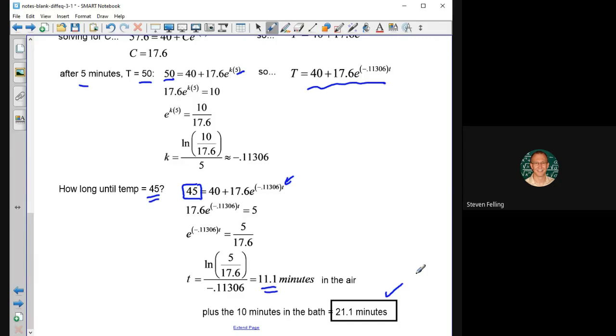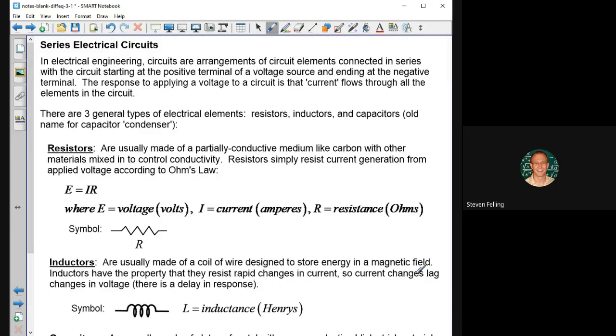All right, let's keep going here. Another use for first order linear differential equations is very simple series electrical circuits. So electrical circuits can be very complicated to solve, but we can look at some simple ones and actually apply things even with first order linear differential equations.